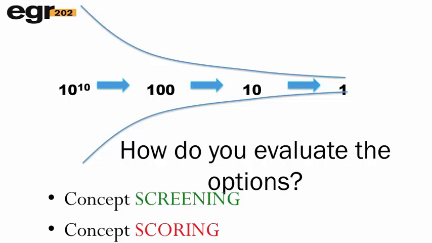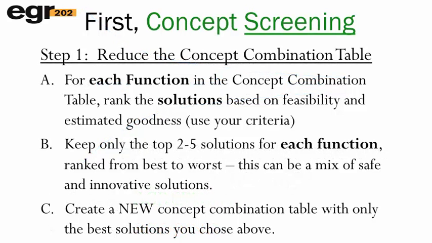So how do you evaluate the options? You use 2 sequential processes. One is concept screening, one is concept scoring. So let's first of all do concept screening. In this case, the first thing you do is you look at all the solutions you generated for each of the functions in the concept combination table.